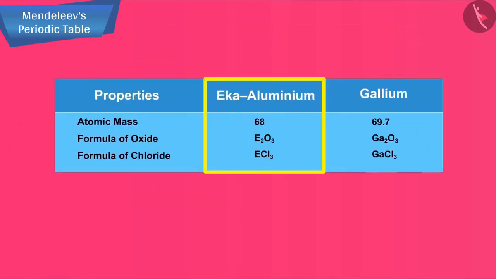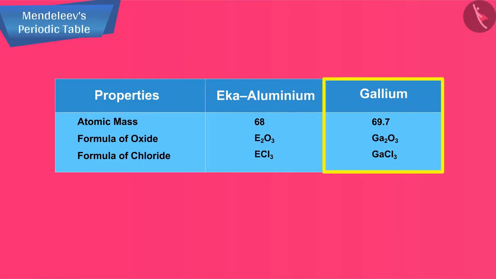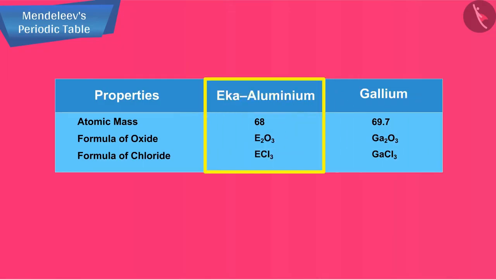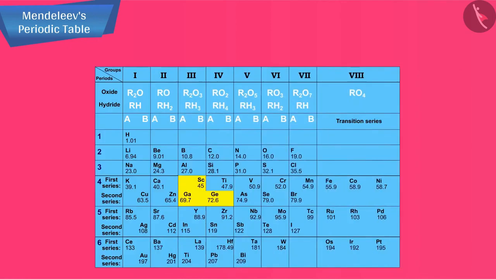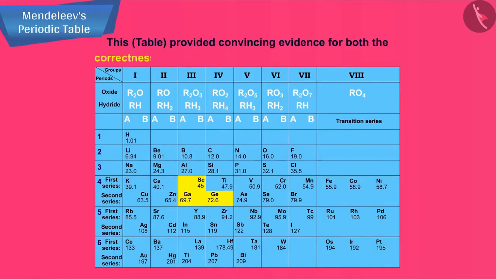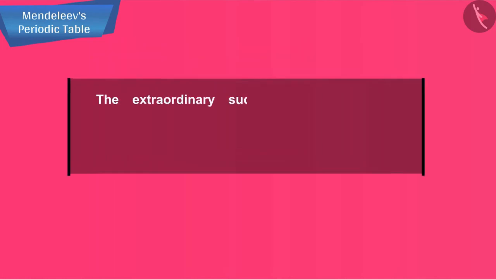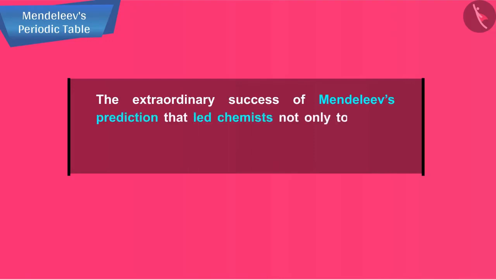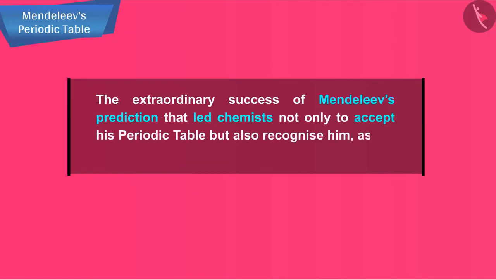The properties of Eka aluminium predicted by Mendeleev and those of the element gallium, which was discovered later and replaced Eka aluminium. This table provided convincing evidence for both the correctness and usefulness of Mendeleev's periodic table. Further, it was the extraordinary success of Mendeleev's prediction that led chemists not only to accept his periodic table, but also recognize him as the originator of the concept on which it is based.